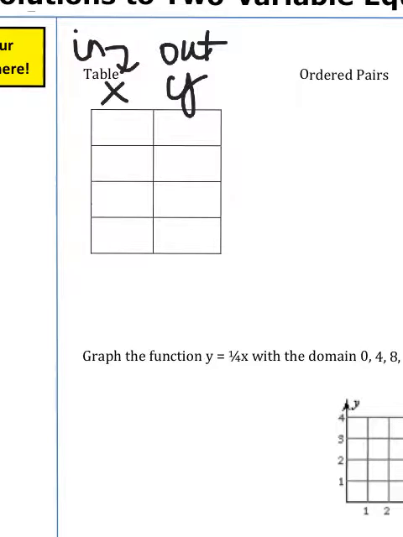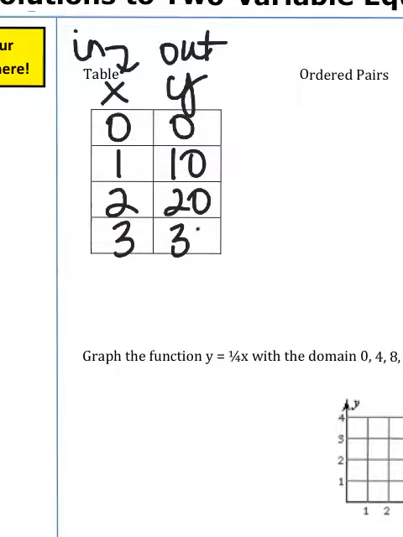Okay? So let's say you work at In-N-Out for $10 an hour. So if you work no hours, you get no money. You put in an hour of work, you get $10 out in your paycheck. You work 2 hours, you get $20 out. Work 3 hours, you get $30 out.